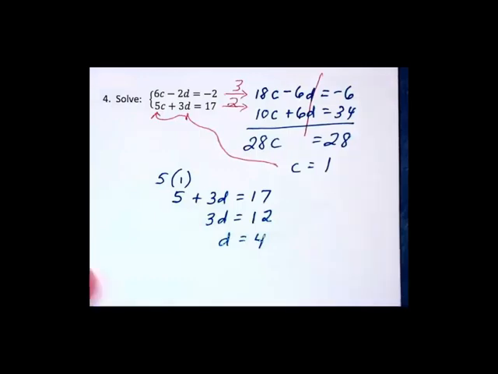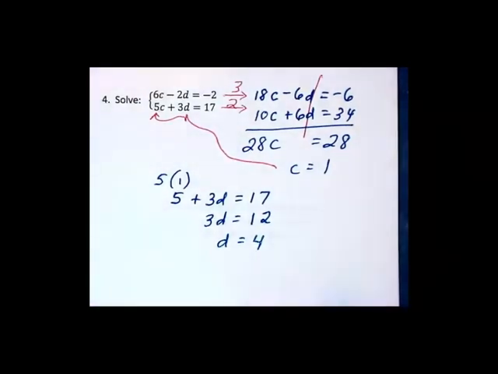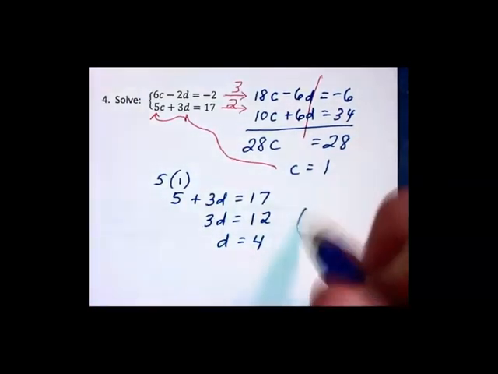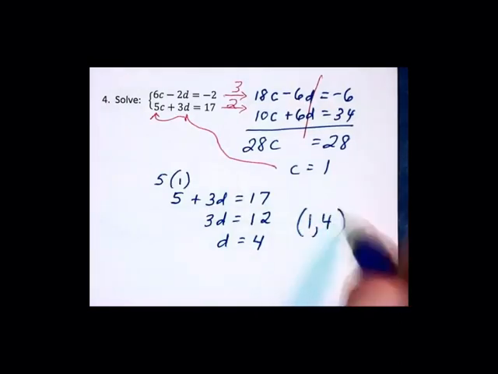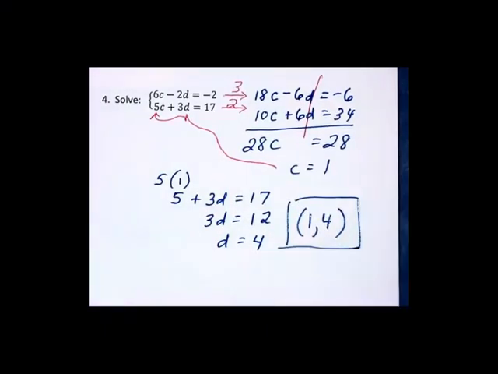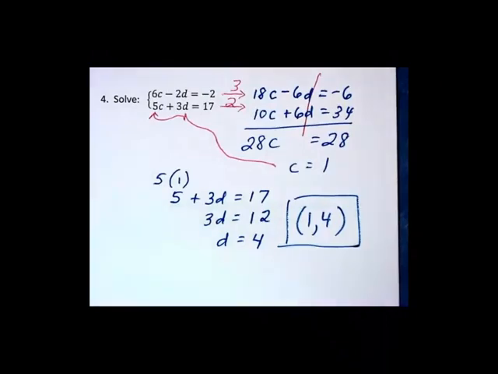So we have 1 and 4 as our answers, and when we are not dealing with x and y, but we have c and d, we write them in alphabetical order. So in this case, 1, 4 would be the solution to that system.